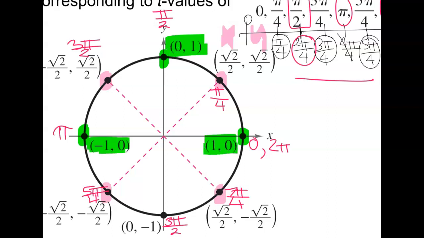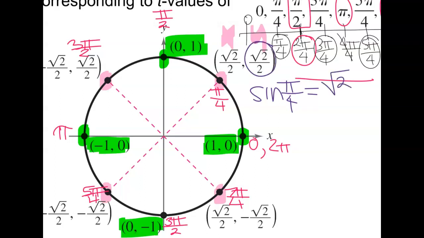So this is for you to start memorizing the x and y coordinates. And we call this special angles. Okay, so if I was to ask you what is the sine of pi over 4, based on the definitions that we went over previously, that is defined as the y coordinate. So the answer will be the square root of 2 over 2.